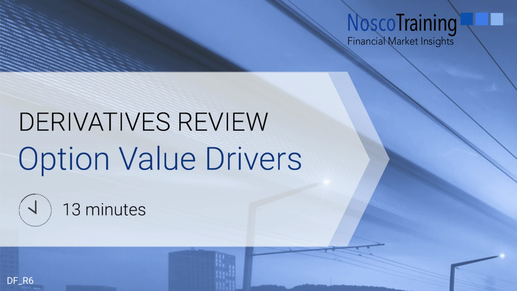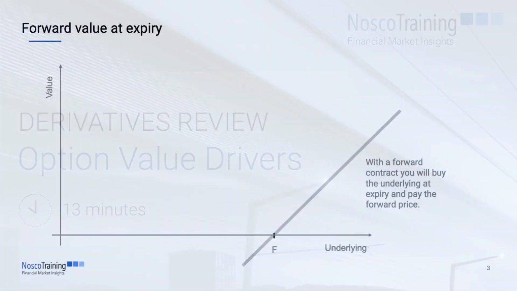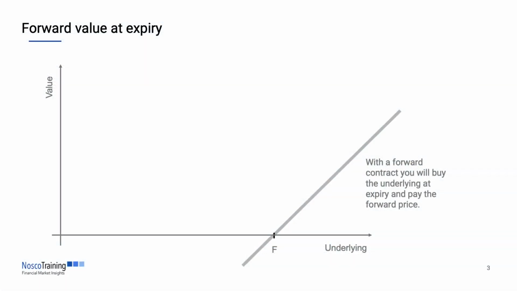Welcome to this short review on option value drivers. We start with a visual example. Assume you have bought the forward at the forward price F. With a forward contract, you will buy the underlying at expiry and pay the forward price.